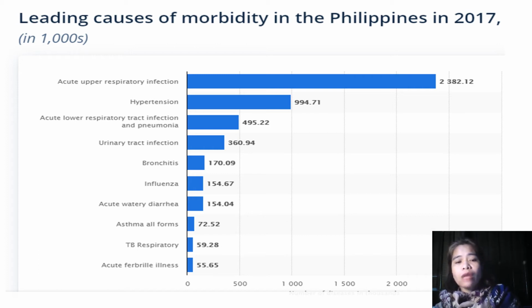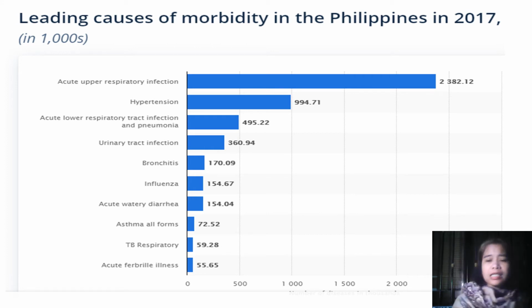So if we look at the statistics of the top 10 leading morbidity in the Philippines, it is generally affected by infectious diseases. So around 80 to 90% of the diseases in the top 10 belong to the infectious diseases. So this can be concluded that infectious diseases largely or easily spread in the human host.